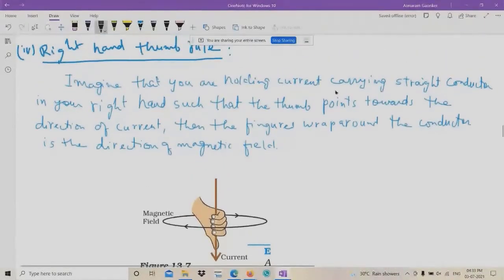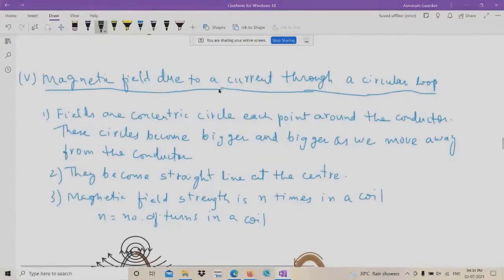Imagine that you are holding a current carrying straight conductor in your right hand such that the thumb points towards the direction of the current, then the fingers wrapped around the conductor show the direction of the magnetic field. The magnetic field due to current through a circular loop. In the first case we took a straight conductor, and there the direction of magnetic field and direction of current is determined by the right hand thumb rule.